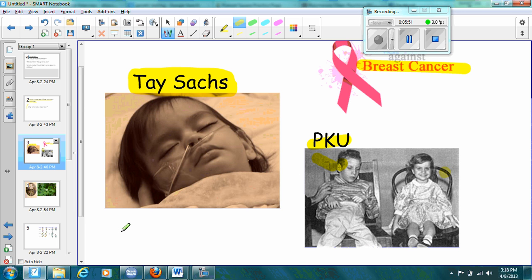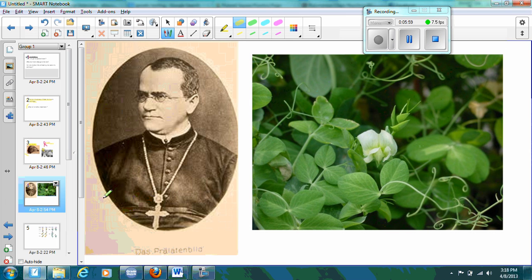So now we're going to talk about the history of genetics and the history of the study of heredity. So there's this dude. His name is Gregor Mendel, right over here. He was an Austrian monk. He lived in a monastery in Austria. He was really into plants. He was a botanist. He loved plants. And he wanted to study heredity.